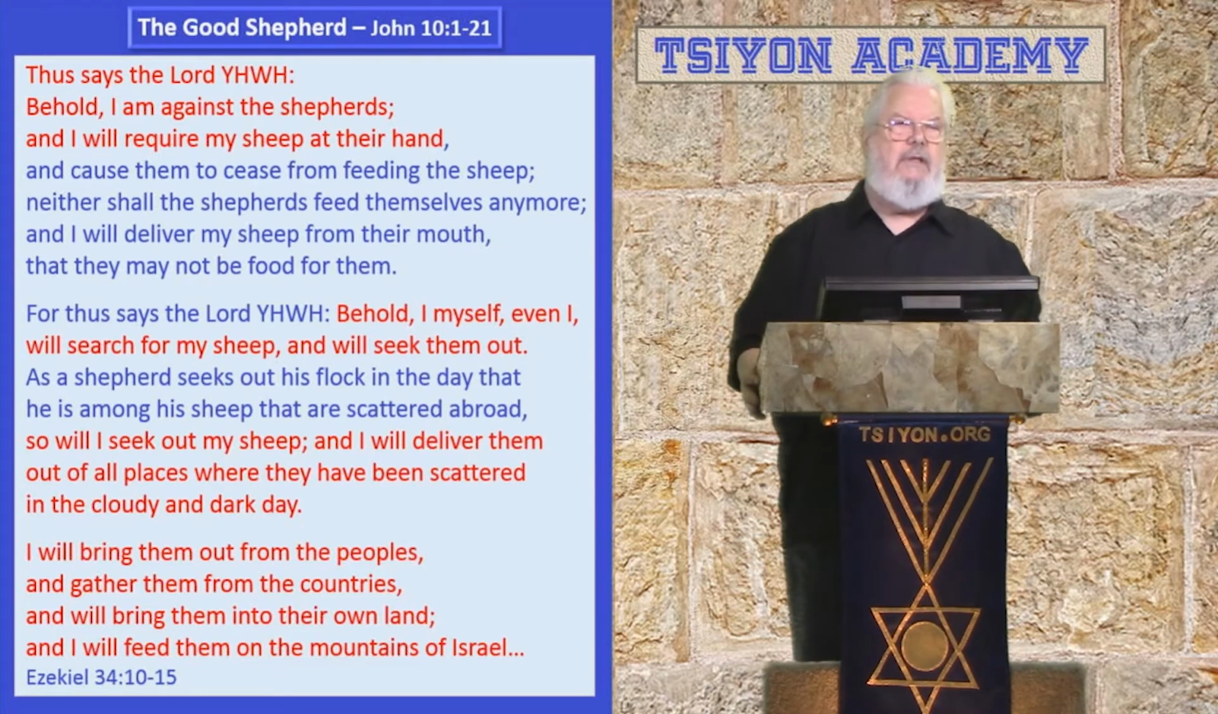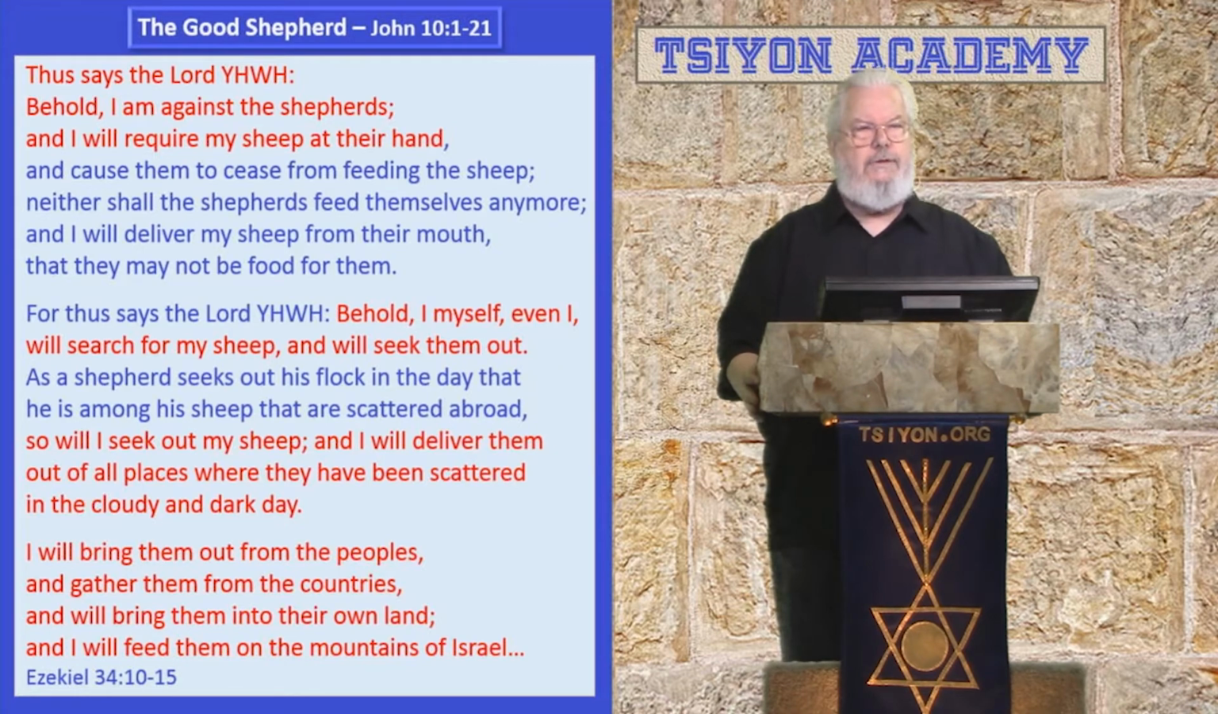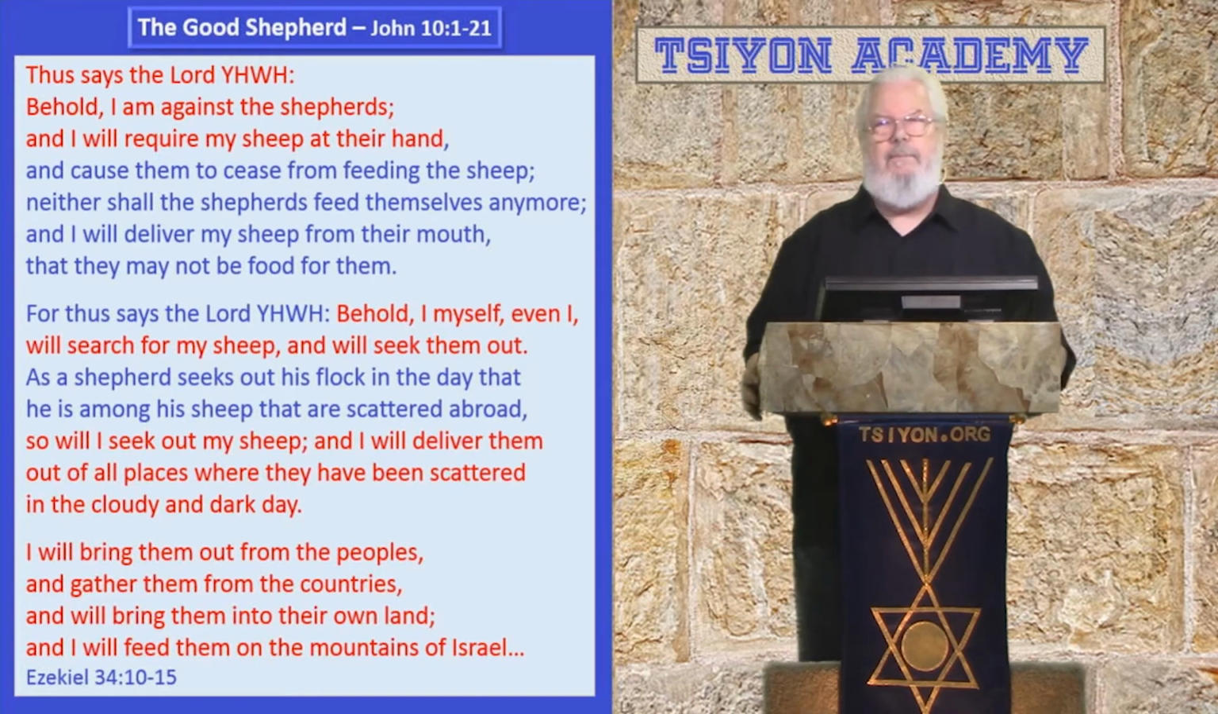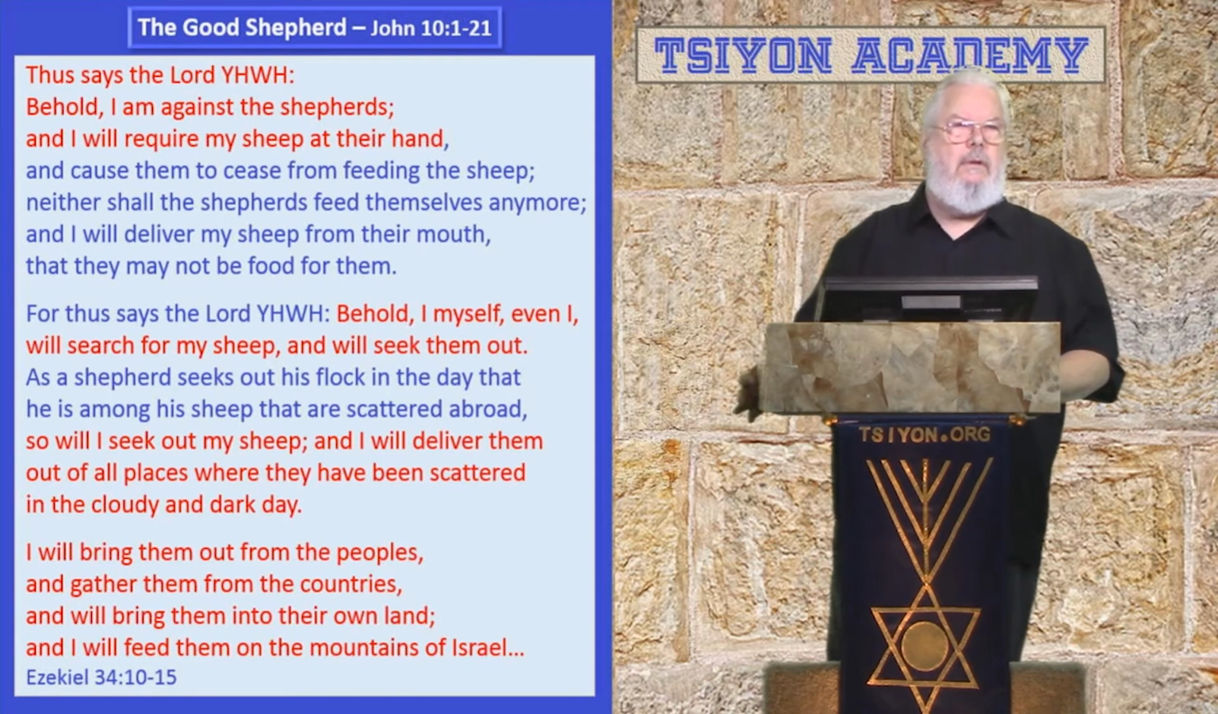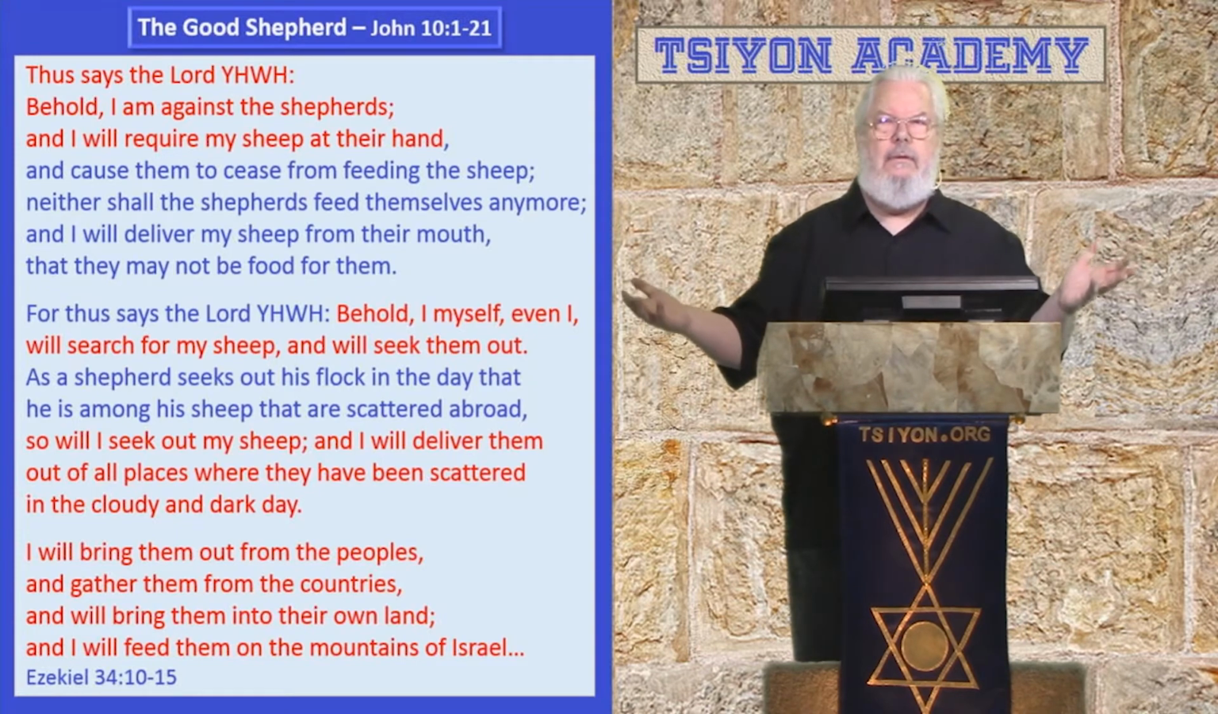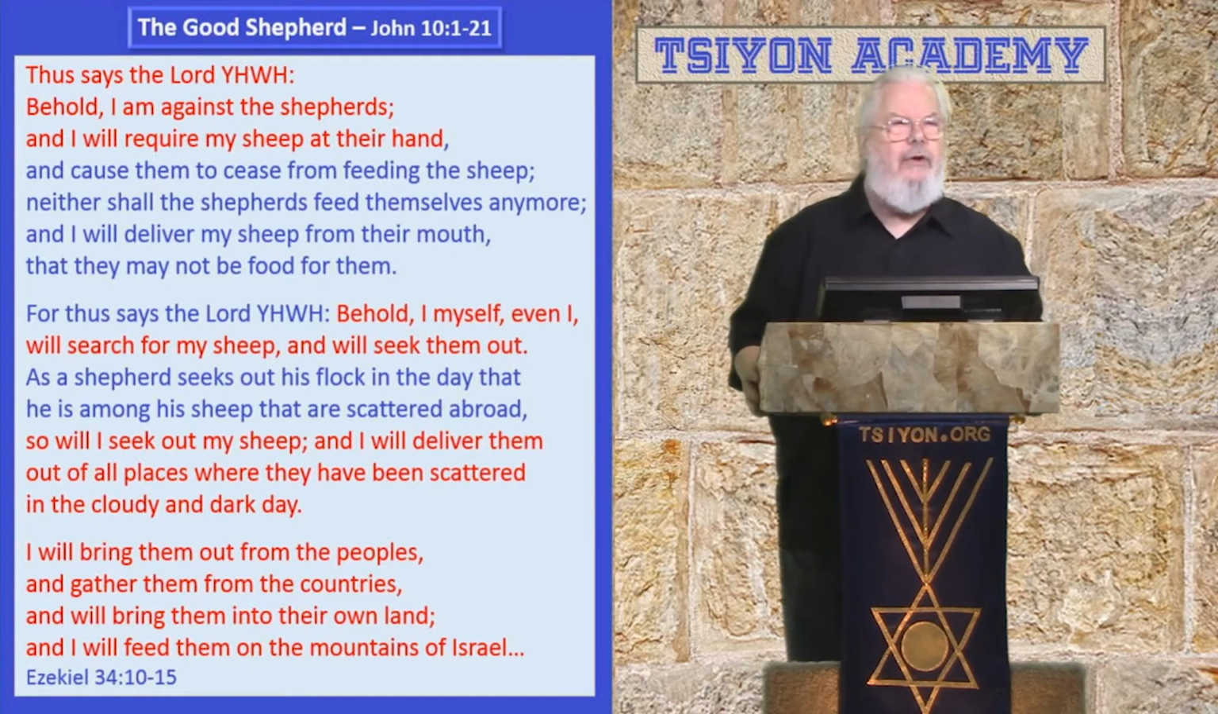And he says, I will deliver them out of all the places where they have been scattered in the cloudy and dark day. I'll bring them out from the peoples and gather them from the countries and will bring them into their own land, and I will feed them on the mountains of Israel. How vague is that? Do you find that vague? Did you read anything there about a rapture?